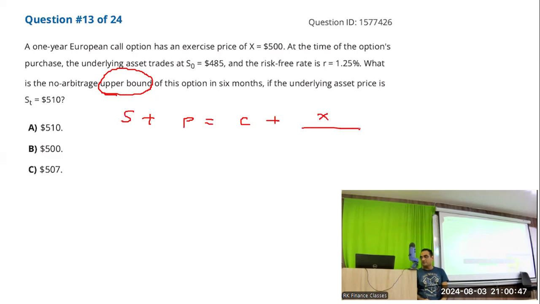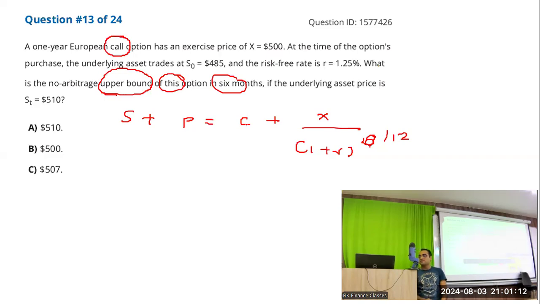S plus P is equal to C plus X upon 1 plus R raised to T. That T over here was 6 months, so I'll put it as raised to 6 upon 12. So that was the put call parity. And over here we were asked for the upper bound of this option, which is a call option.